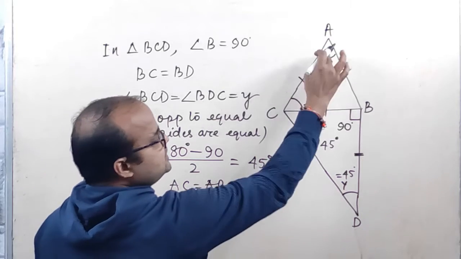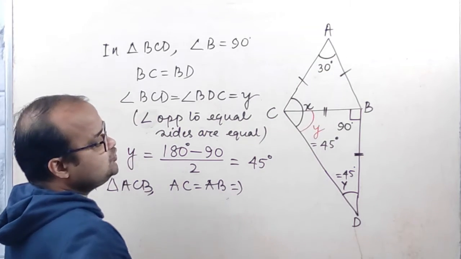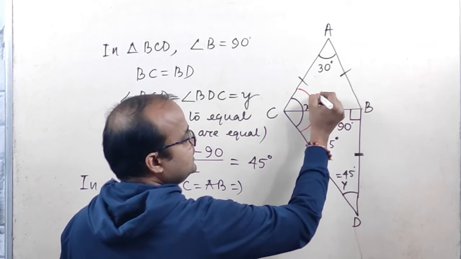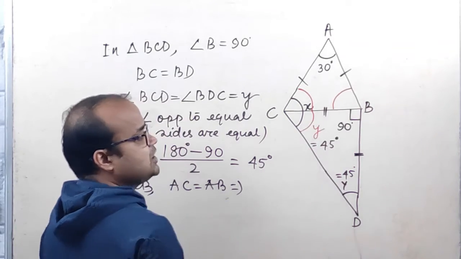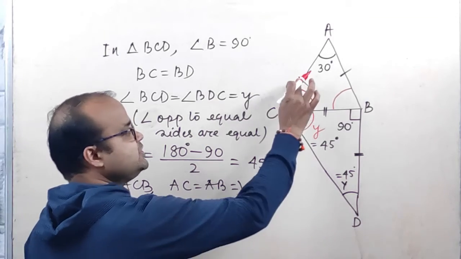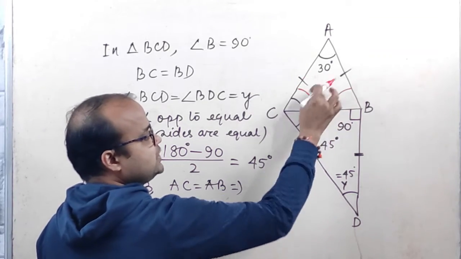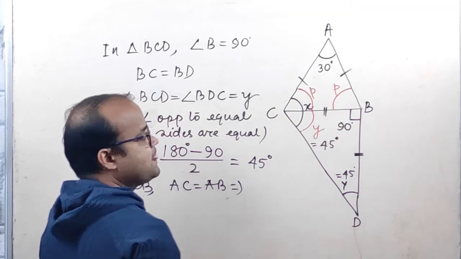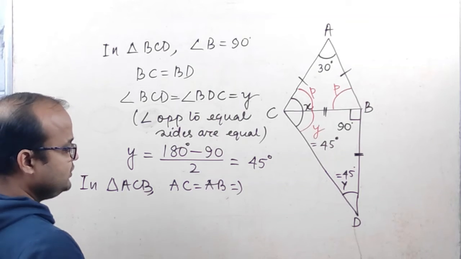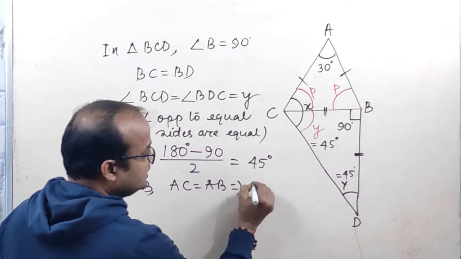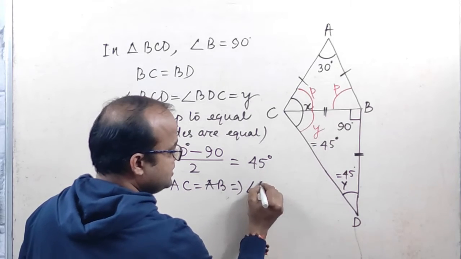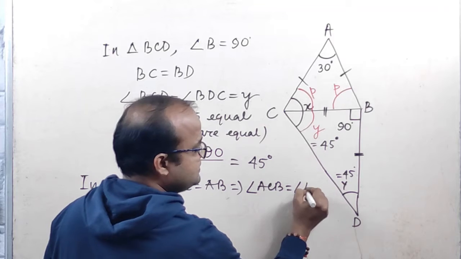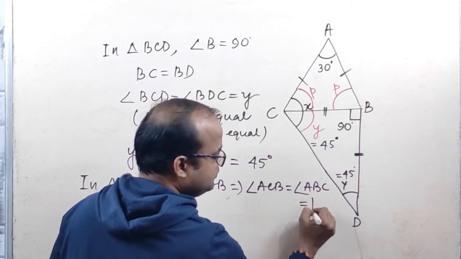It implies, now if these two sides are equal, then these two angles are also equal. Same reason, angles opposite to equal sides are equal. So consider this as P. So we can say that angle ACB equals angle ABC equals P.